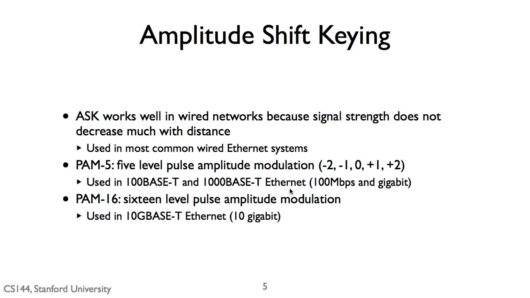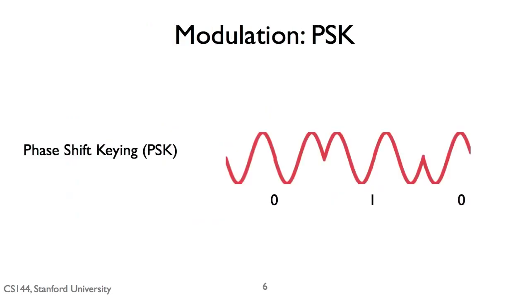For example, 100BASE-T and 1000BASE-T, this is 100 megabit and gigabit Ethernet, use what's called PAM5, which means 5 levels of amplitude modulation. They're called pulses because you're sending these pulses at these different amplitudes. So think of these basically as voltages: -2, -1, 0, +1, +2. And so you're sending these different voltages along the wire. It turns out 10GBASE-T, or 10 gigabit Ethernet, one of the upcoming standards people are adopting, needs to use more levels of amplitude in order to get all of its data through. And so it uses PAM16, so 16 levels rather than 5. So another form of modulation that's really popular is what's called phase shift keying.